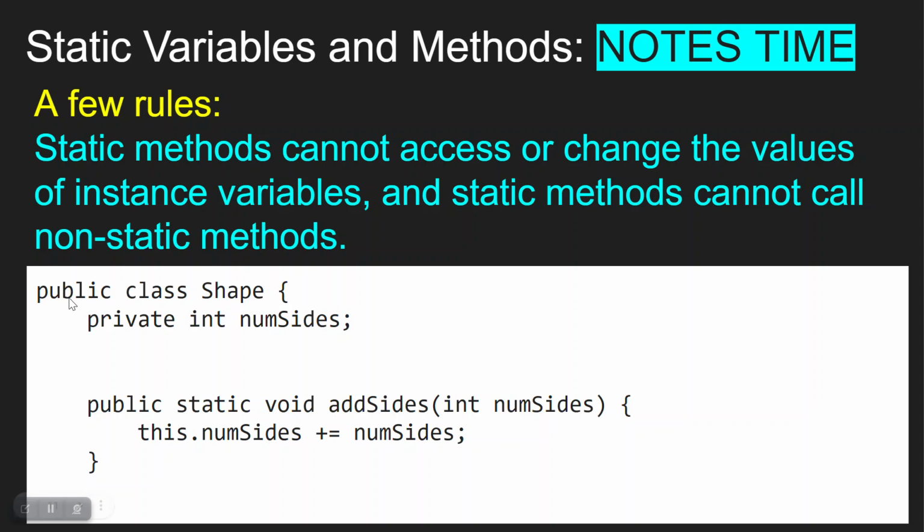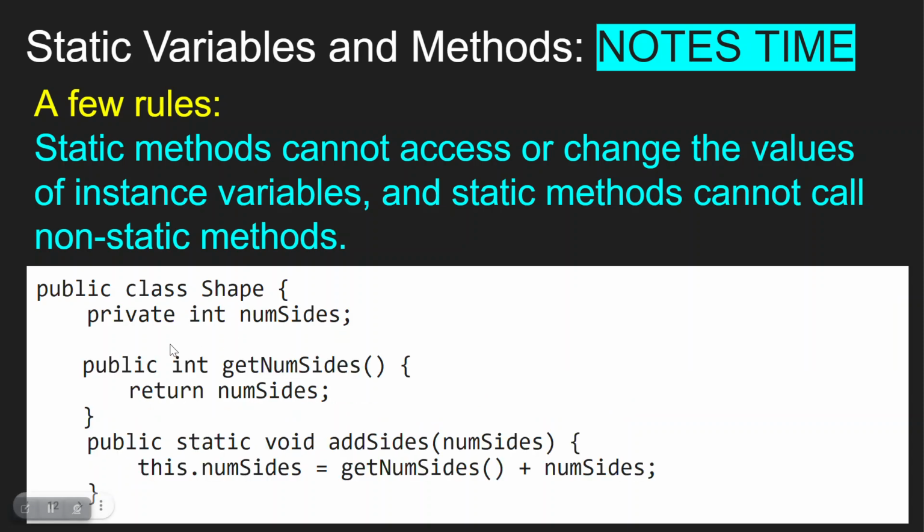So in here, we've got public class Shape, and it has an instance variable of numSides. If I tried to create a static method to add a side or to add a certain number of sides to this instance variable, this would cause an error because, again, a static method cannot access instance variables. So that would cause an error.